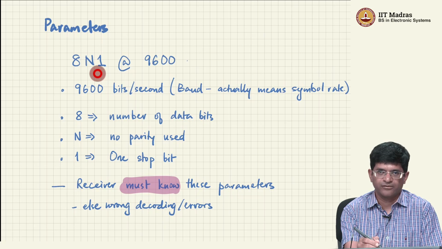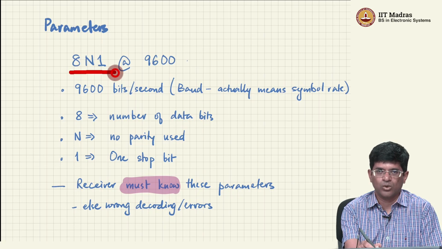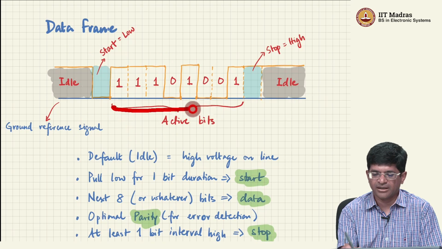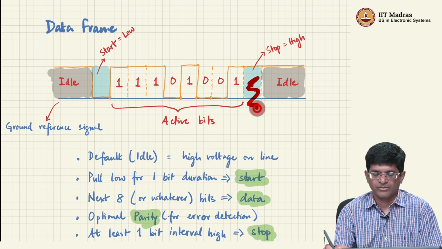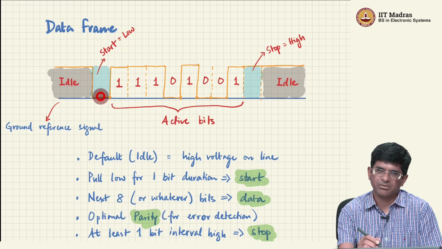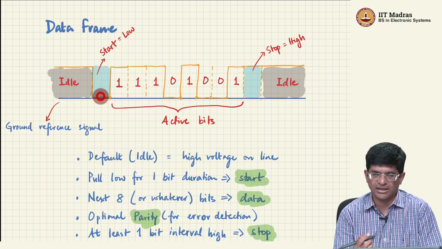So the parameters that are required for this are usually specified something like this, and this is probably the most common set of UART parameters that you will come across. It says something like 8N1. What does this 8N1 refer to? In this case it means there are 8 data bits, no parity bit and 1 stop bit. Why did I not specify 1 start bit? Because 1 start bit is always guaranteed by the protocol. You don't have to specify it, there has to be 1 and only 1 start bit.